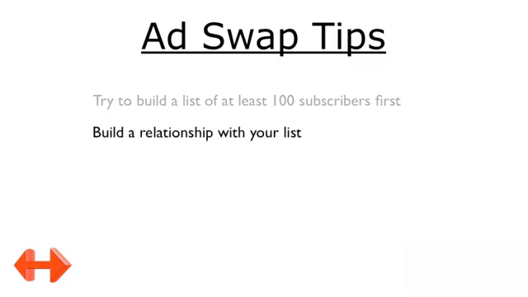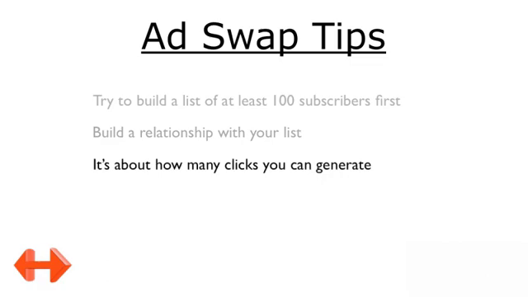You also want to build a relationship with your list. You don't want to just build a list of subscribers, let's say, for example, 500 subscribers, and not actually do any sort of communication with these people. You don't just want to build the list and that's it, and then start doing ad swaps, because you'll find your list won't be responsive enough. You've got to build a relationship with your list. So make sure you offer value.